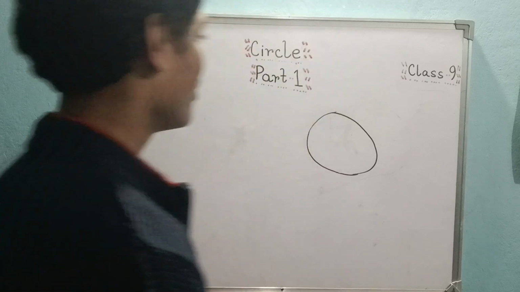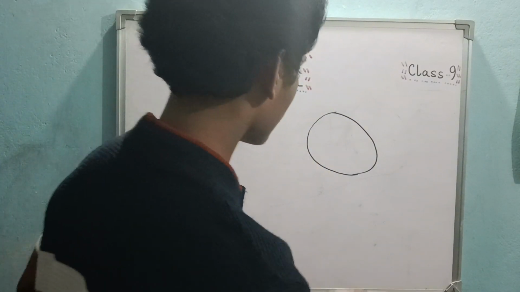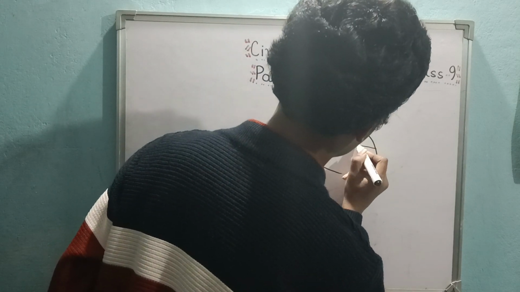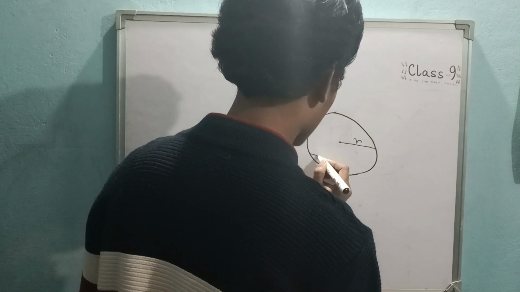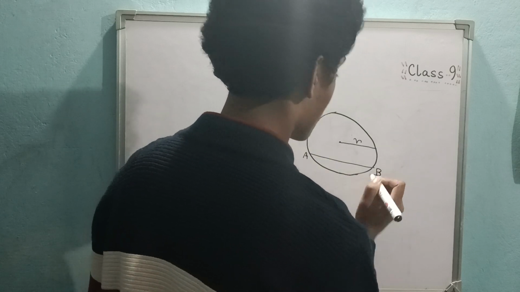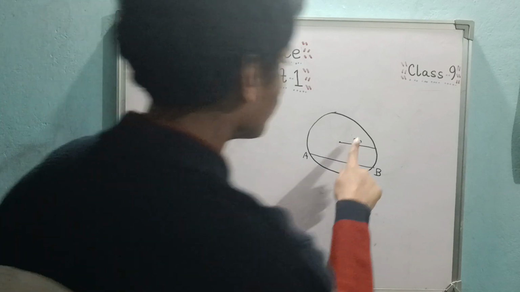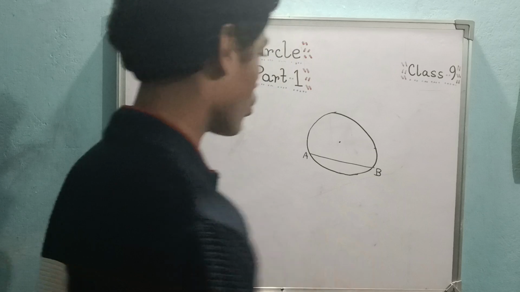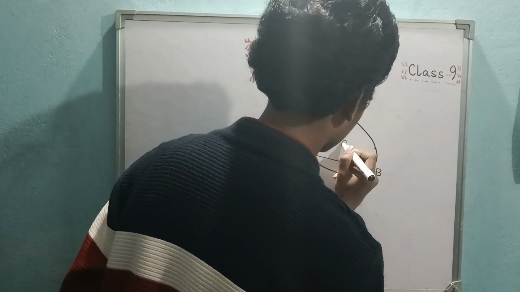Okay. Looking like a guy, no? Let's try to understand with this. So suppose this is the center, and this is the radius. Okay. Then suppose I have a chord here. AB is my chord. This is my center, this is my chord. Now suppose my center is C.